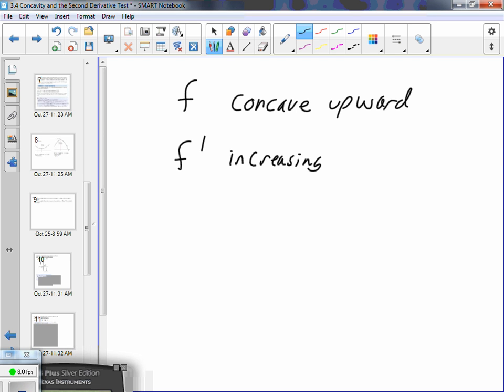Now, since f prime is increasing, what does that tell you about f double prime? Positive. And again, it doesn't matter which of those you know first. If you know that f prime is increasing, you conclude f double prime is positive. If you know f double prime is positive, go ahead and conclude f prime is increasing. So those three things always go together, don't they? Okay? Then change them around just a bit.